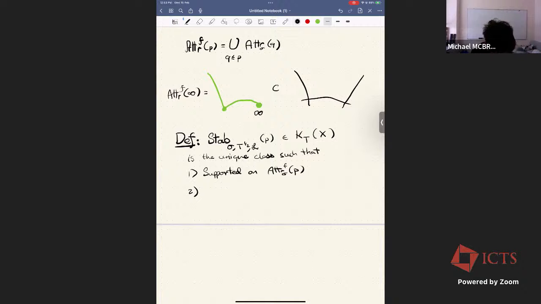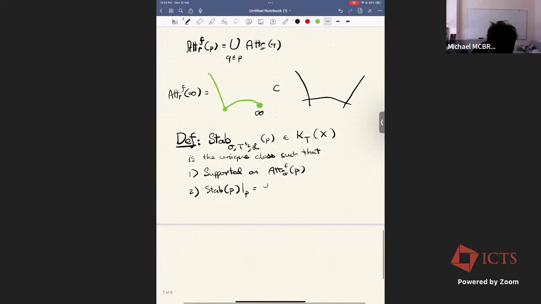Number two, sometimes I won't write all the auxiliary data, I'll just say Stab P. If you restrict it to P, this is equal to a certain line bundle, which I won't write down, times the structure sheaf of the attracting locus.